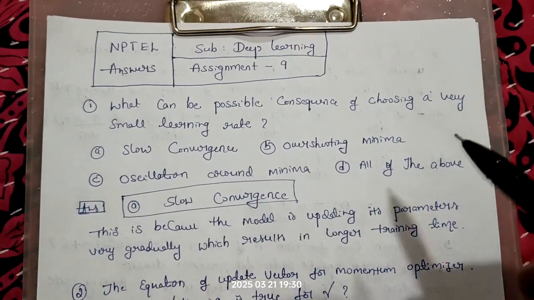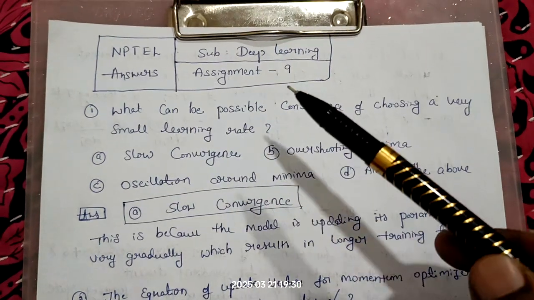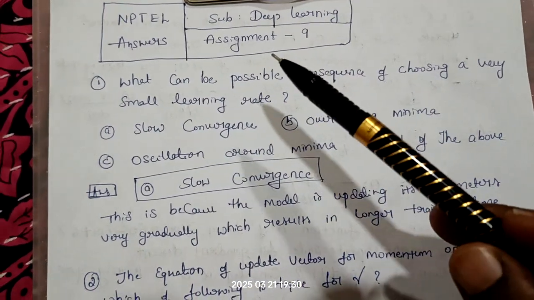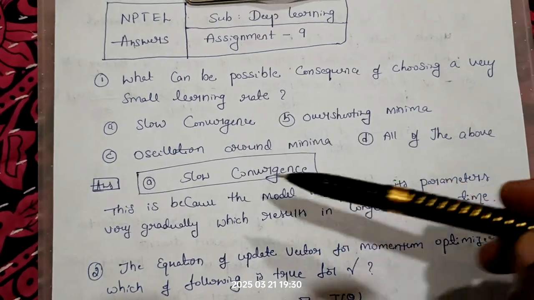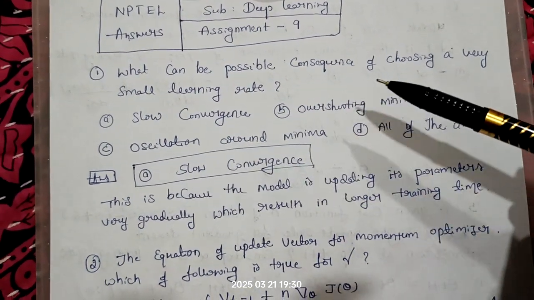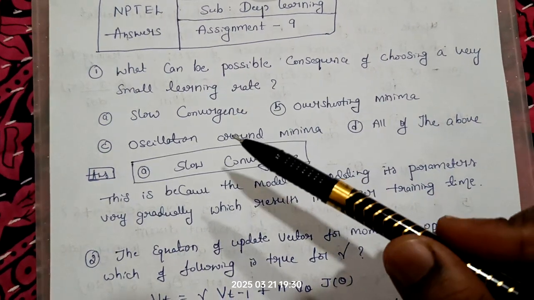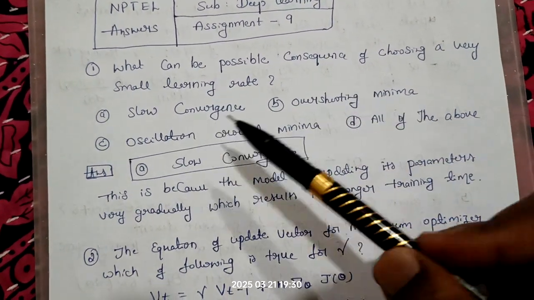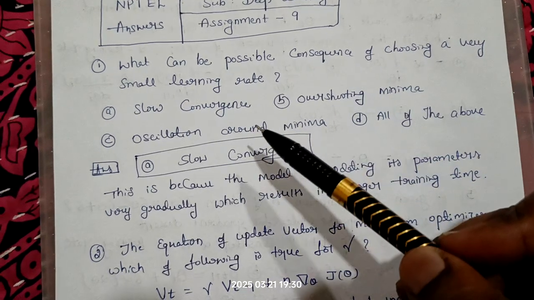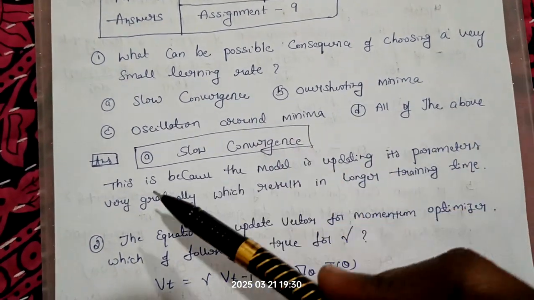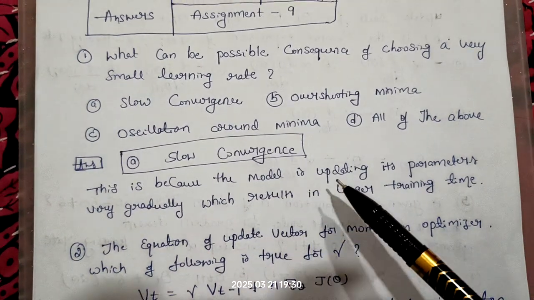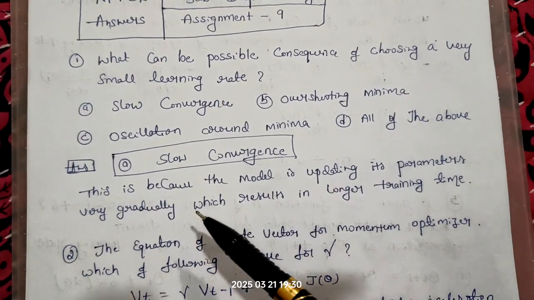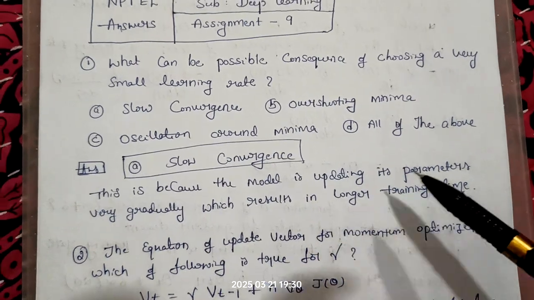So in this video, we are going to see NPTEL answers of the subject deep learning, that is assignment number 9 of the deep learning subject in NPTEL. First question, what can be the possible consequences of choosing a very small learning rate? Slow convergence, overshooting minima, or oscillation around the minima, all of the above. The correct answer is slow convergence. This is because the model is updating its parameters very gradually, which results in longer training time.